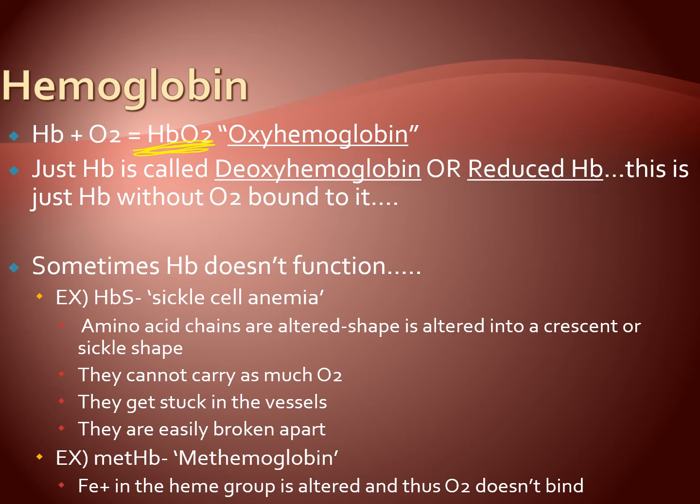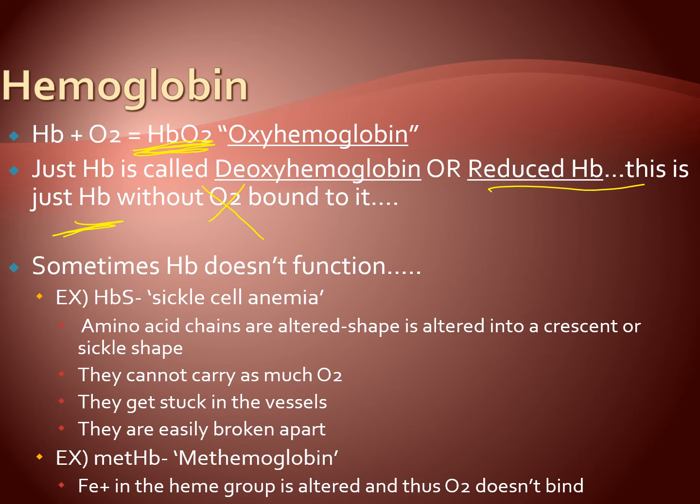Just hemoglobin is called deoxyhemoglobin or reduced. This means that the hemoglobin is lonely. It doesn't have oxygen bound to it anymore, right? So if there's no oxygen on the hemoglobin, it's called deoxy or reduced. I like reduced because it sounds chemistry-wise. I don't know, I like it.